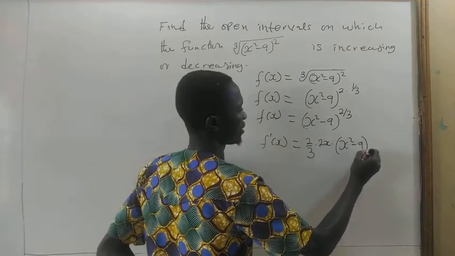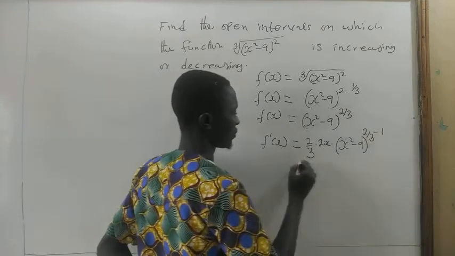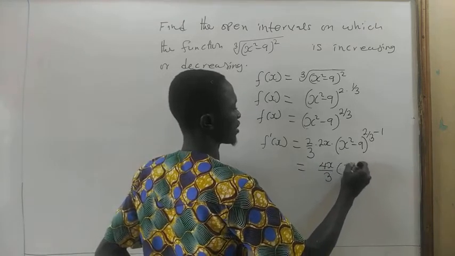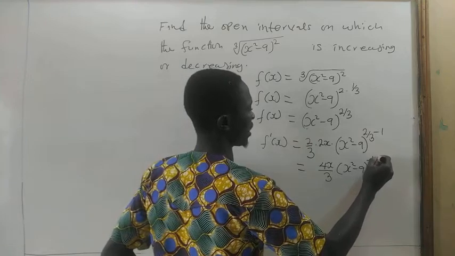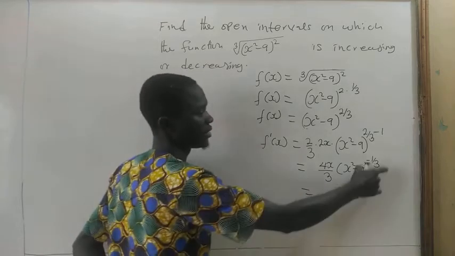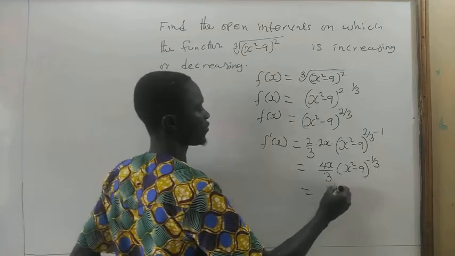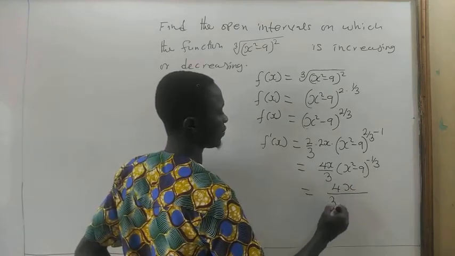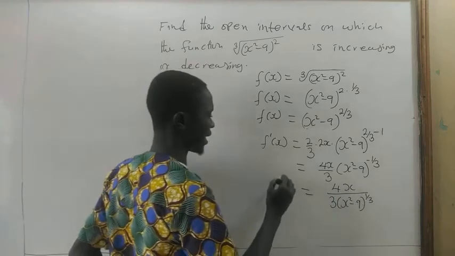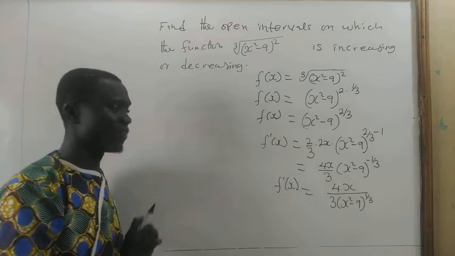times (x squared minus 9), then subtract 1 from the power. We have 2/3 minus 1. So this will give us 4x over 3 times (x squared minus 9) to the power negative 1/3. Here, a negative power will become positive if it becomes a denominator. So I have 4x divided by 3 times (x squared minus 9) to the power positive 1/3 as our f prime of x. Now, we have finished finding the first derivative.